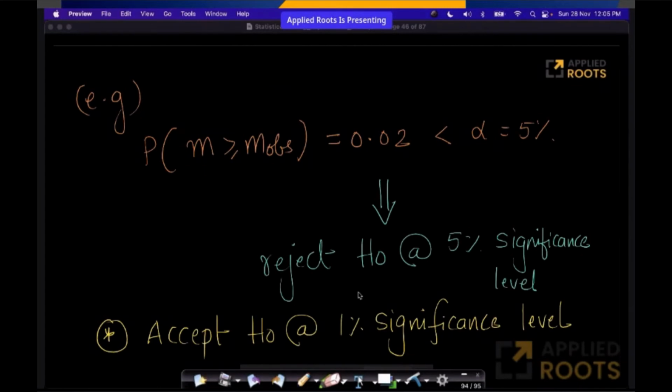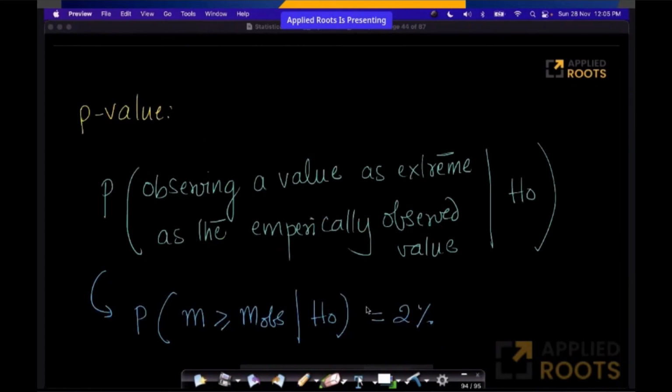There is a very strong confusion that some of you have. One of the questions that I see here is: is the p-value the same as the probability that the null hypothesis is true? No, please. That's why I wrote this very clearly in English. The p-value is the probability of observing my empirically observed test statistic value, as extreme as this.